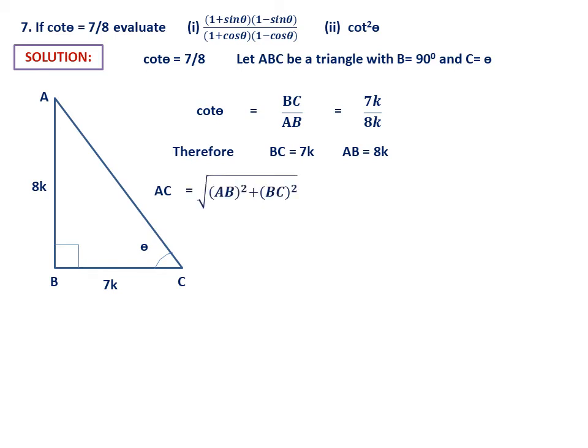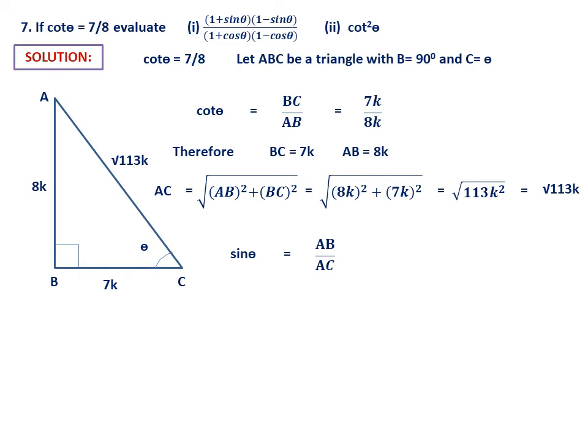AC, using the Pythagoras theorem, AC will be equal to the square root of AB square plus BC square. So substitute. AB is 8, therefore 8k square, plus BC is 7, so 7k square. So simplify. So you get 113k square. 8 square plus 7 square is 113. Then when you take the square root, it is square root of 113 into k. Therefore the hypotenuse is square root of 113k.